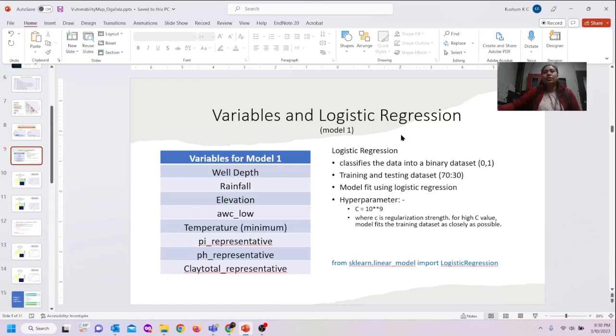For the logistic regression method, our Y variable is classified into binary zeros and ones, and the data has been split into training data and testing data. The model is fit on the training data, and the same model is then applied to the testing data set. The hyperparameter included in the logistic regression is C equals 10 to the power 9, where C is the regularization strength. A higher value means the model is fit more closely to the training data set. In Python, we can use the logistic regression from scikit-learn.